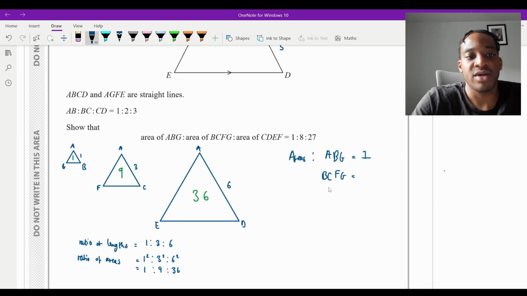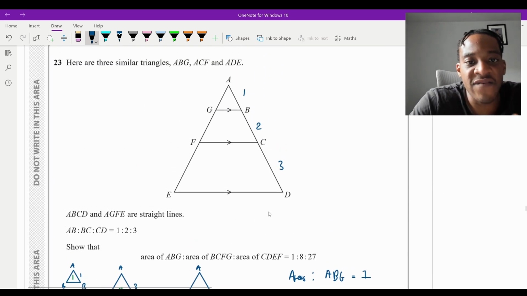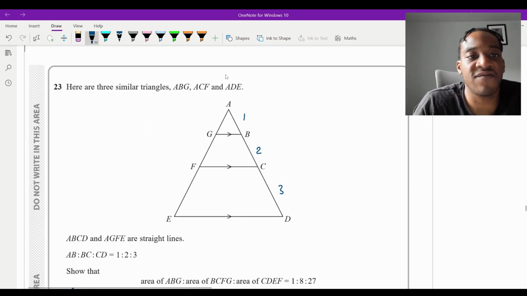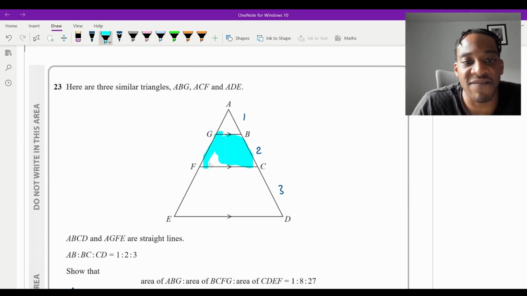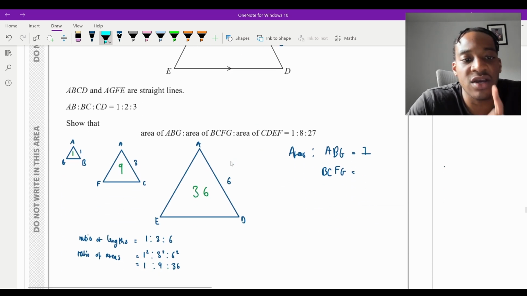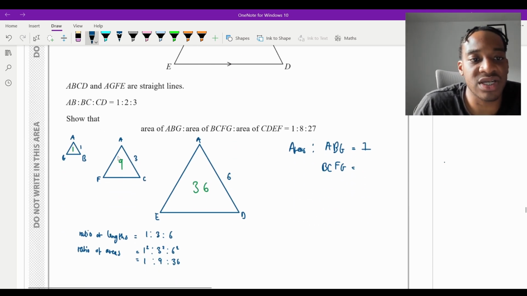I need this one. Now BCFG, if I go back to the original diagram, is just this part of the diagram. And as you can see, that's just the lower section of the triangle ACF, the second triangle. So what we can do here is, in our diagram, I'm going to split this into 2. I'm going to put a line here, and I'm going to rub out this 9.